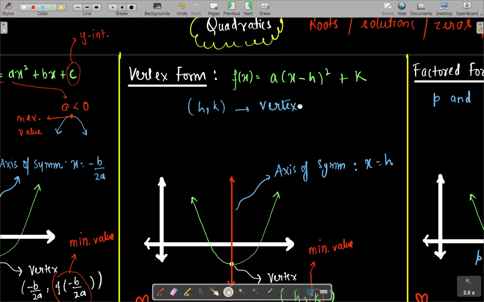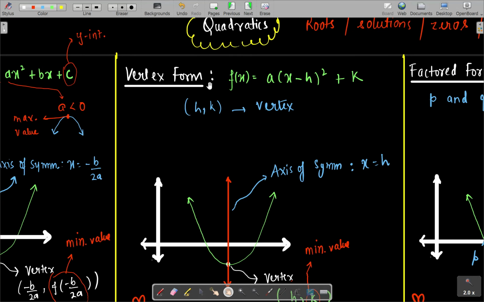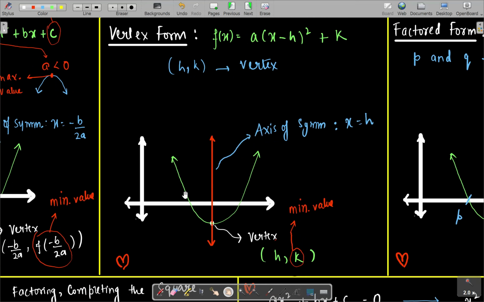The second form of a quadratic function is the vertex form, which is given by f of x is equal to a times x minus h whole square plus k. Here, h comma k represents the coordinates of the vertex. So in the graph, you can see here, I have plotted the vertex. Its coordinates are h comma k. And again, the y coordinate will represent the minimum or maximum value. Axis of symmetry will have the equation x is equal to h.